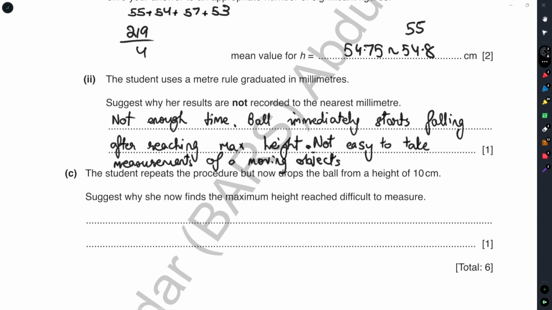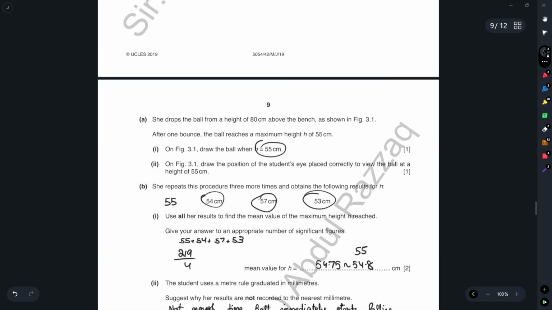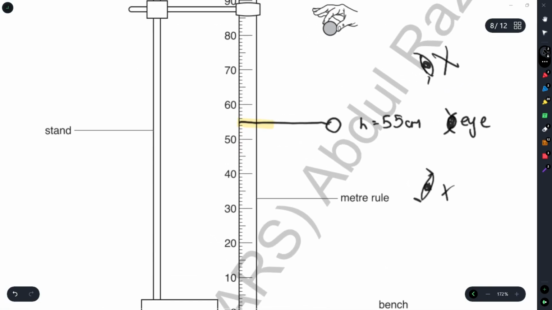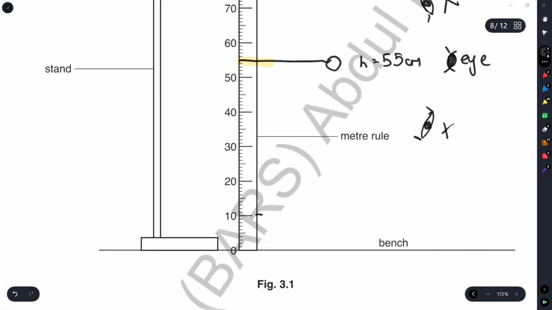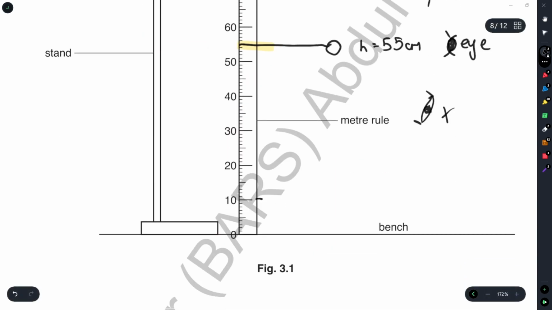Student now drops the ball from a height of 10 centimeters. Suggest why she now finds the maximum height reached difficult to measure. तो अगेन जाहिर सी बात है आपकी हाइट कम है, आपकी हाइट कम होने की वजह से आपका टाइम जो रिक्वायर्ड होगा वो कम हो जाएगा comparatively. If you are dropping it from a height of 10 versus if you are dropping it from the top or somewhere around 80, you had a lot of time to adjust and make sure that you are able to get the reading in time.